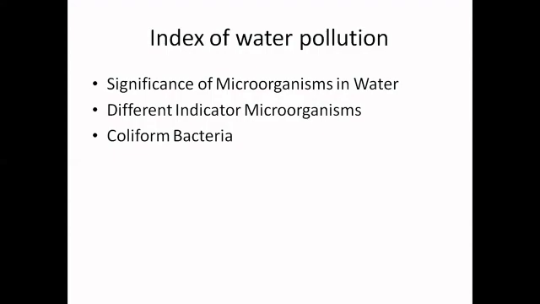Then we will discuss the next point, that is, different indicator microorganisms or index microorganisms, index of water pollution, index organisms or indicator organisms in water pollution. Coliforms are considered as index microorganisms. For that, we have to analyze water to show the load of microorganisms.